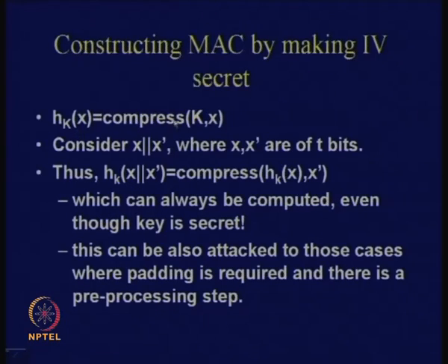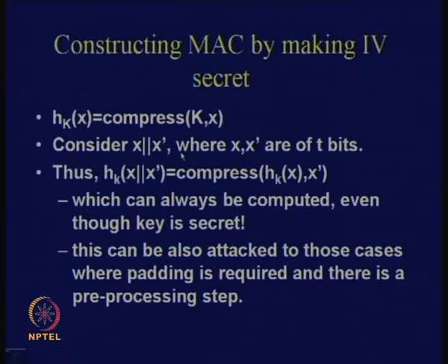So h(k||x) is nothing but the compress function applied to (k, x). You take k and you take x. What is the size of kx? It is m plus t bits. So if you apply the compress function, you can obtain an m bit output, which is the h(k||x) value.